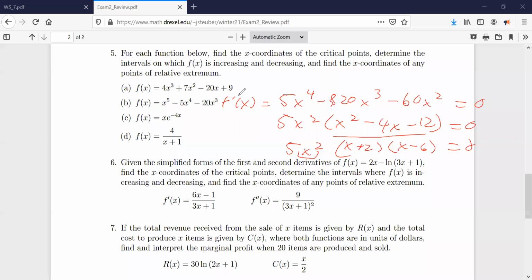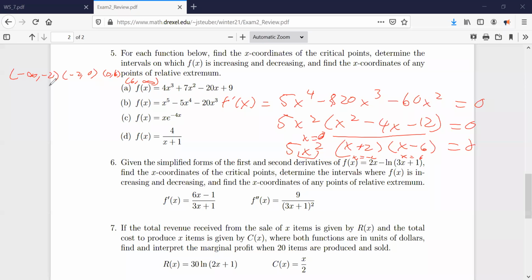So I need to check. This gives me x is equal to -2. This gives me x is equal to 6, and these two both give me x equals 0. So that tells me that my intervals are -infinity to -2, -2 to 0, and 0 to 6, and then 6 to infinity.